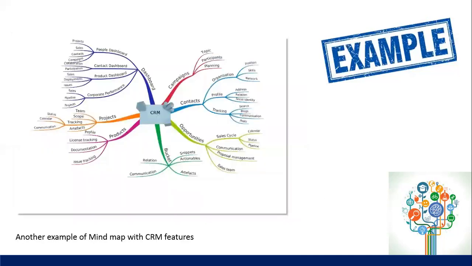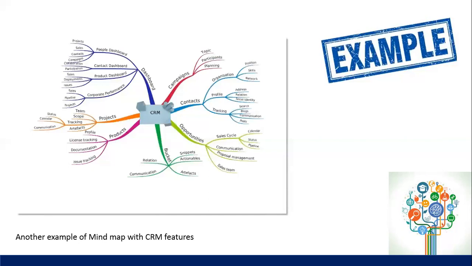This is another great example of a mind map, that is CRM. You know, CRM is customer relationship management. You will have multiple main topics around it, like dashboard, campaigns, contacts, opportunities, bucket, products, and projects. For every main topic, there are additional subtopics. Like if you take the campaign, what are all the campaign topics? Who are all the audience for that campaign? How to plan the campaign, etc.